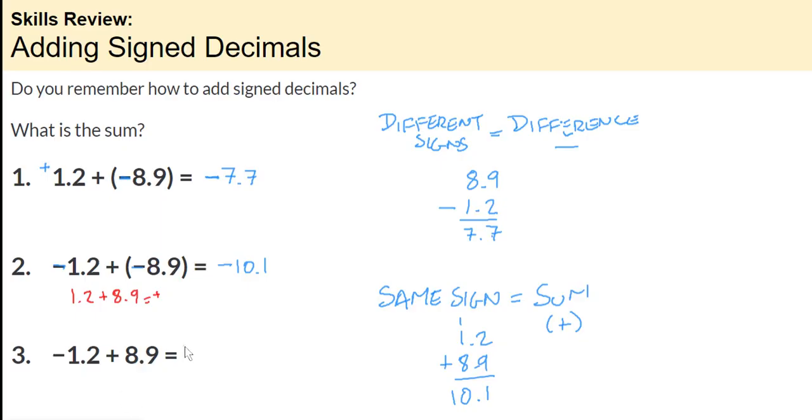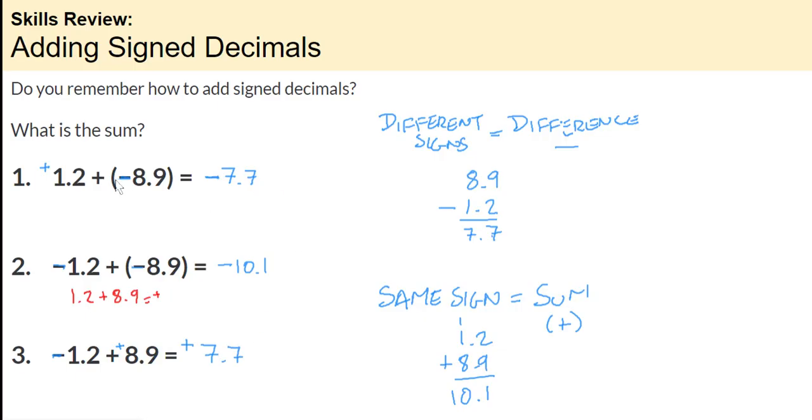Your answer is positive, okay? Because it is like question 1, different signs. I have a negative plus a positive, right? So different signs, we pick the winner, bigger is the winner. Which one's bigger? We said 8.9 is bigger. 8.9 was bigger in question 1. That's why our answer is negative. 8.9 in this question is positive, so my answer is going to be positive. And remember, different signs, take the difference. So now we're just going to subtract them. And I've already done that. So my answer will be positive 7.7.